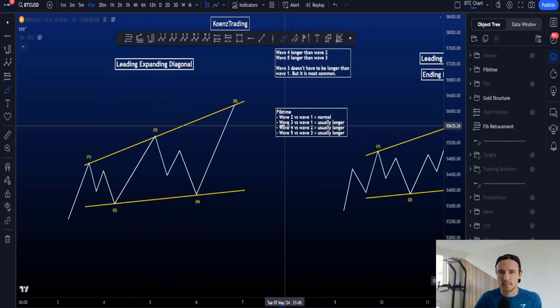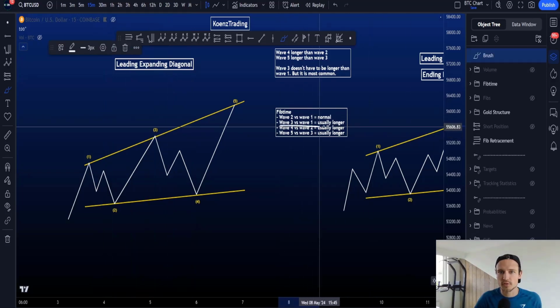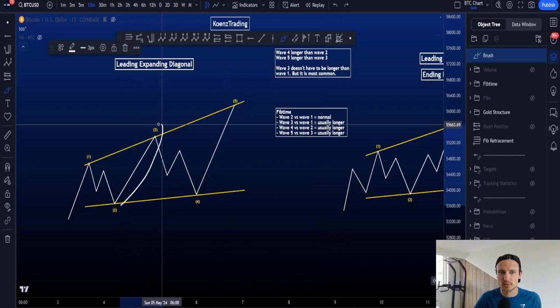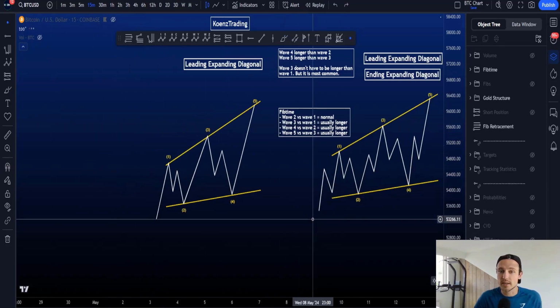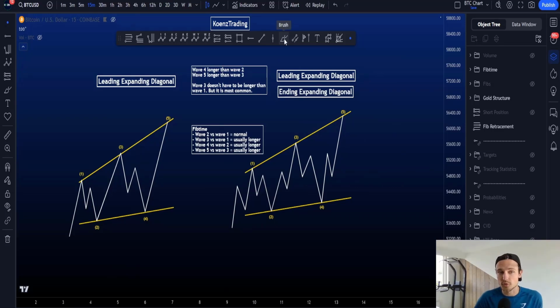Then wave 3 versus wave 1 is usually longer, and that is of course because the wave 3 generally is a bigger structure. That is most common, at least, that wave 3 is a longer structure than wave 1.